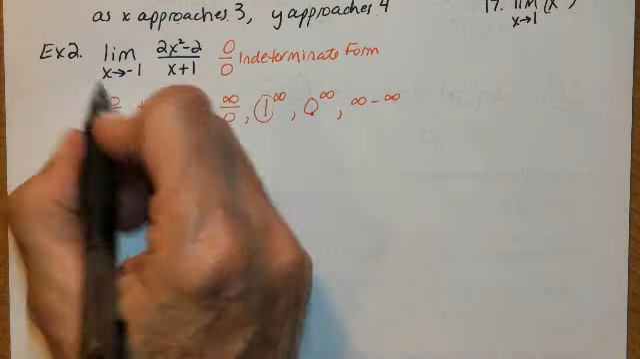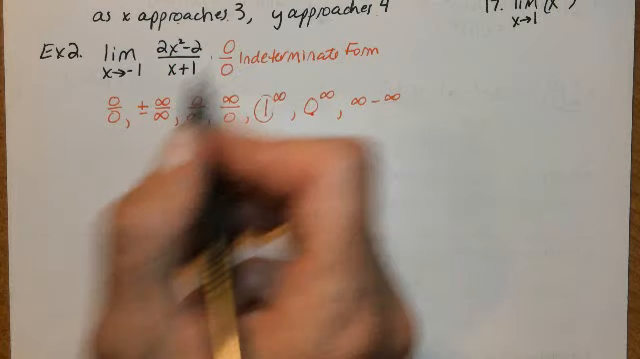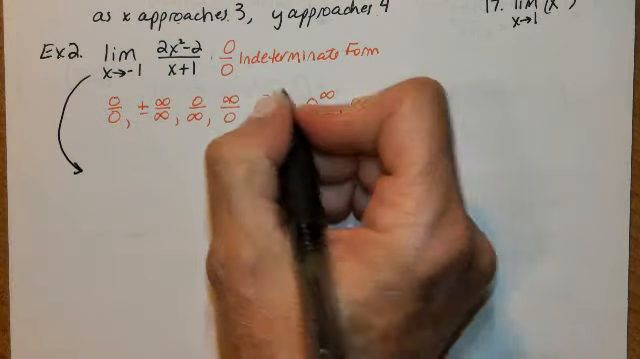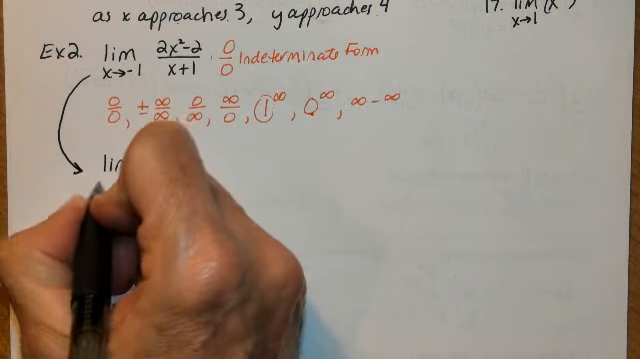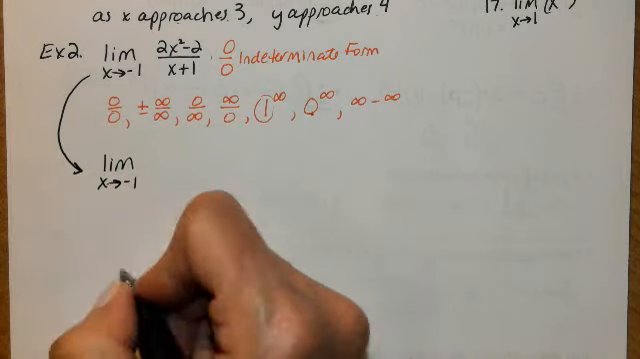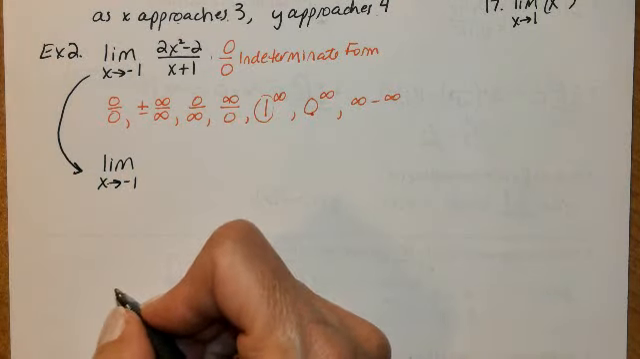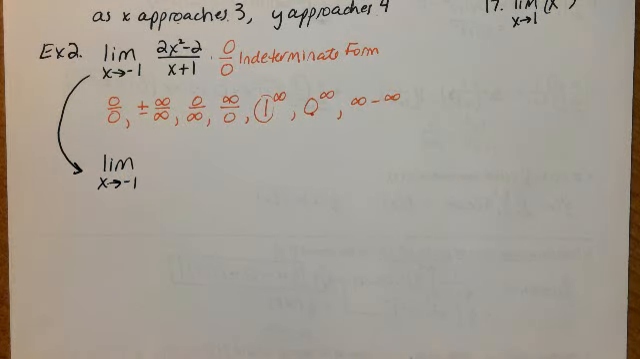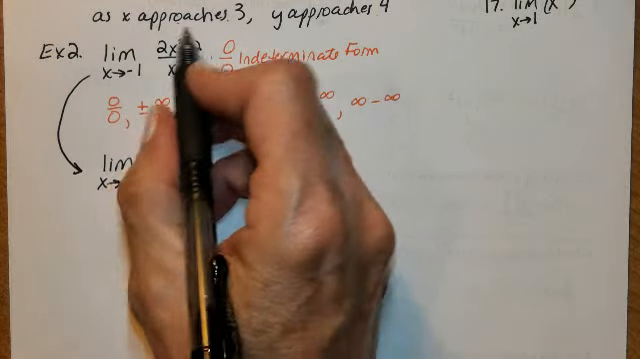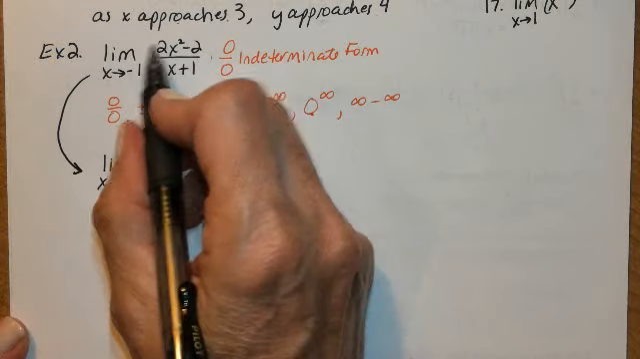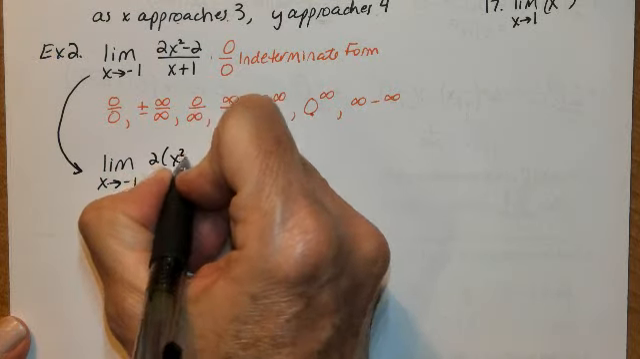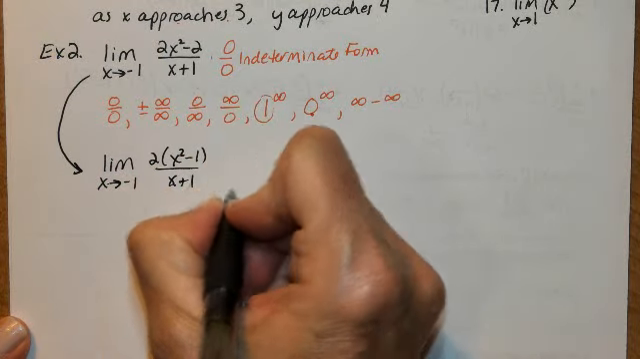So what do we do here then? If it's indeterminate, what do we do? Well, in Unit 1, our Unit 1 process was to try to factor, multiply top and bottom by a conjugate, reduce a complex fraction. We had several techniques to use back in Unit 1. This one is one that I would factor. Take out a 2, and then you'll have 2 times x squared minus 1 over x plus 1.